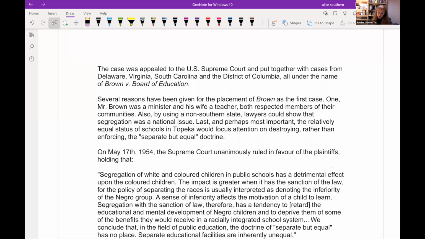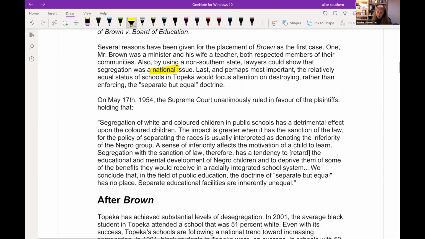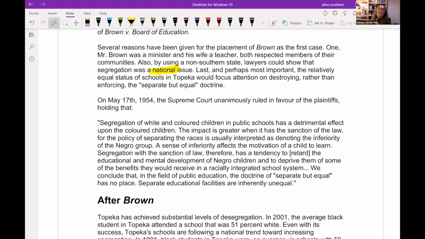So that was the first case. That was what it was named after for whatever reason. By using a non-Southern state, lawyers could show that segregation was a national issue, not just a Southern issue. So they're trying to make it this wider thing. They're trying to destroy rather than enforce separate but equal.